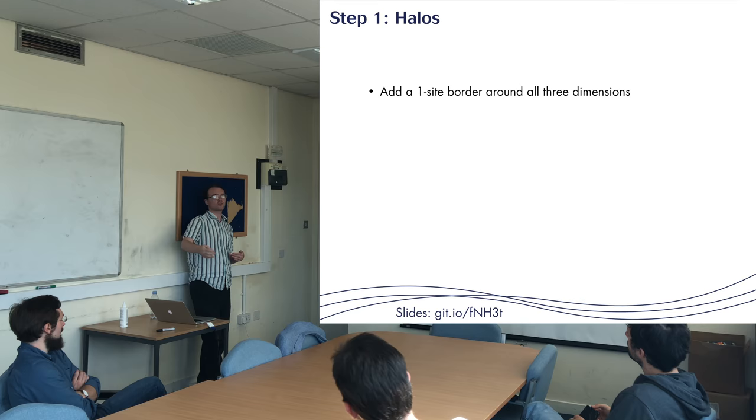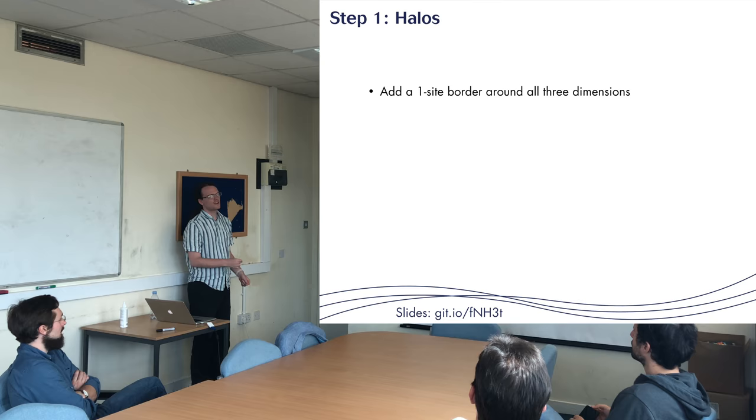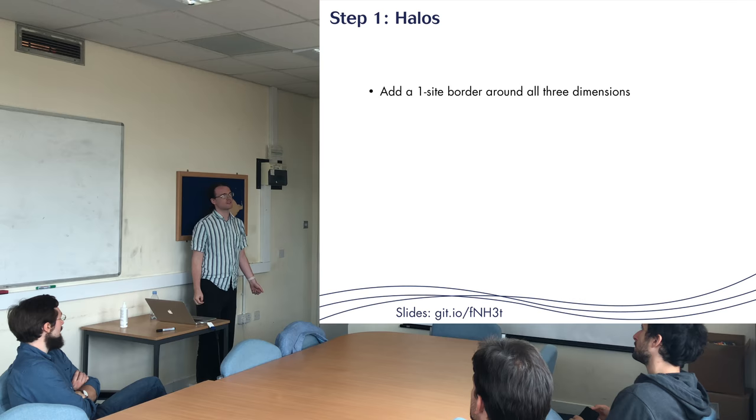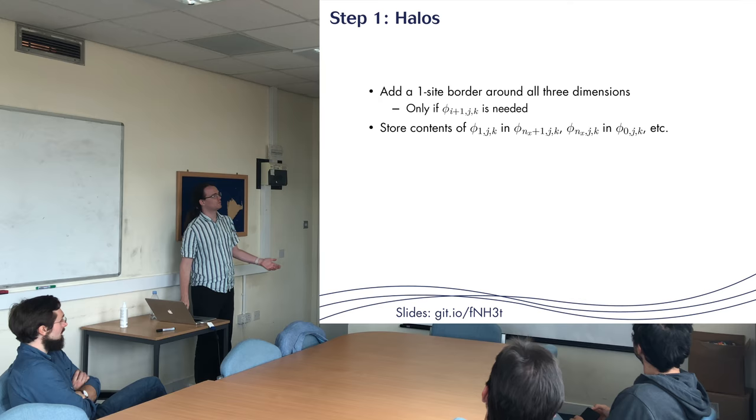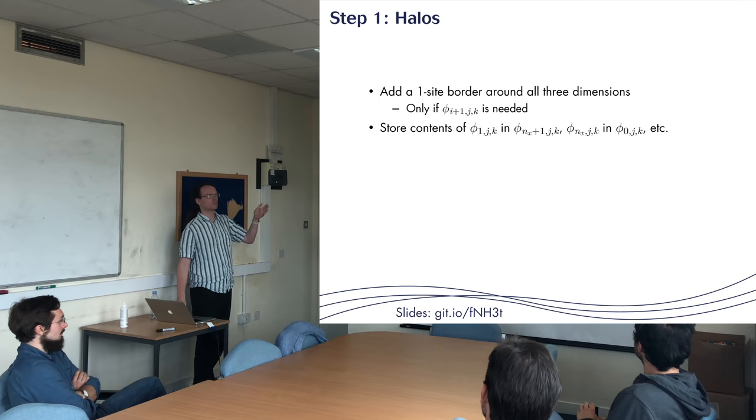So what we do is we add a one-side border around all 3 dimensions of our lattice, and then store a copy of the data that should be there. So then we can access it as the nearest neighbor. We only do this if the neighbor is needed. And then, we store the contents from the adjacent lattice, from the adjacent process in the appropriate buffer.